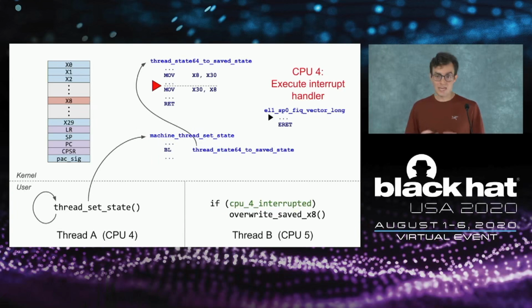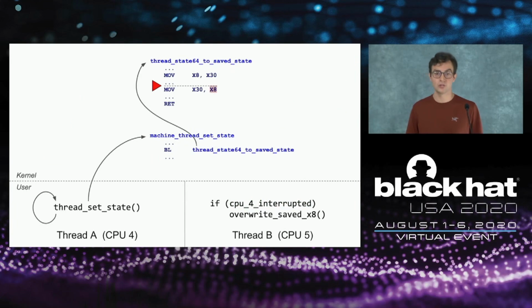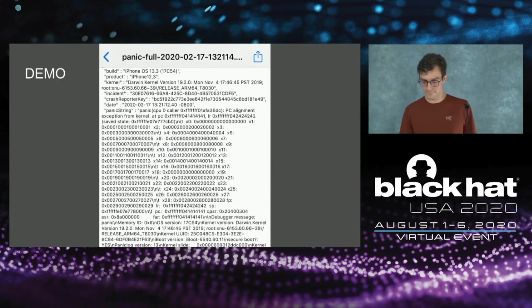And when the interrupt handler finishes running and it's about to do an exception return, all of those registers are now going to be popped back out of the saved state blob and back into the registers, giving us control over register X8 when normal execution resumes. This means that this move instruction will give us control over the return address register, and then this ret instruction is going to give us PC control. So let's see a demo.